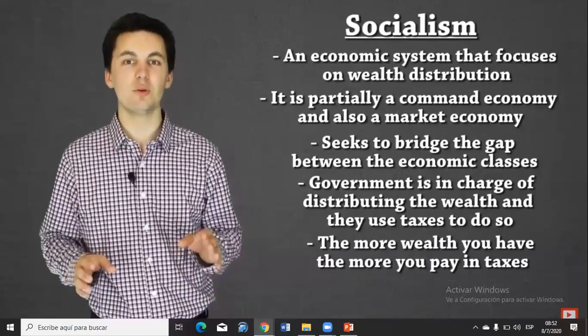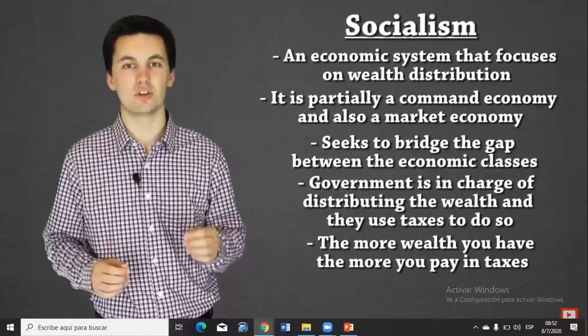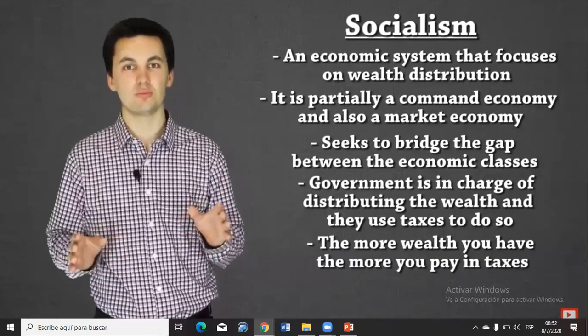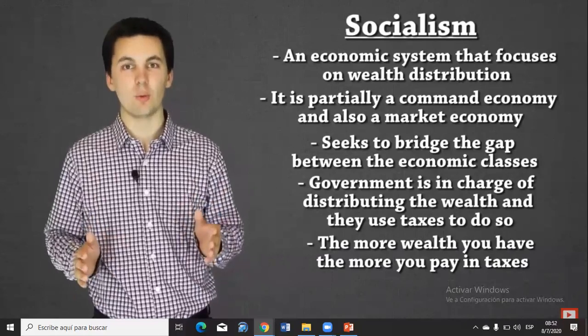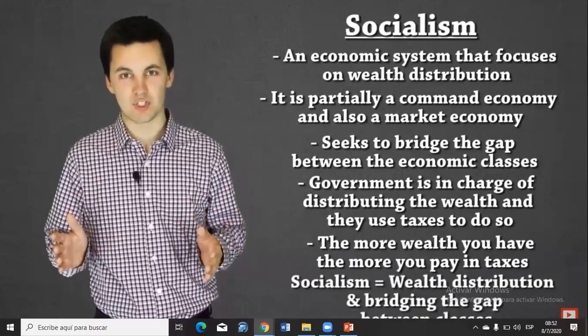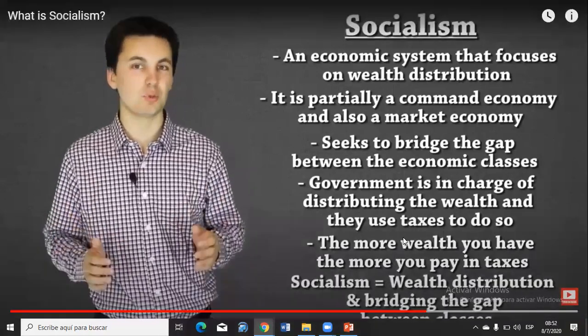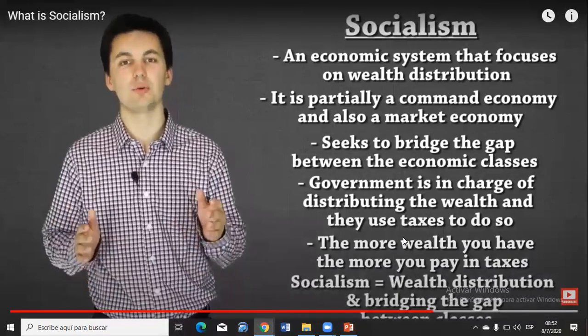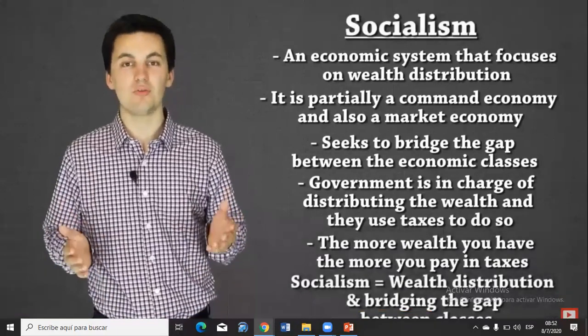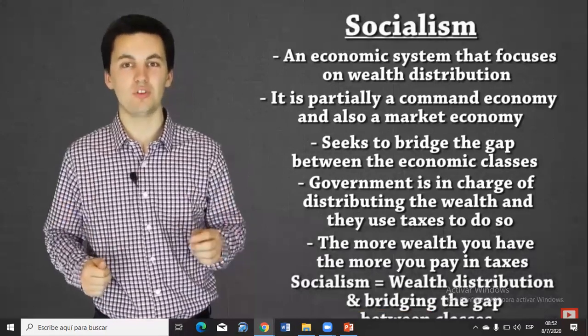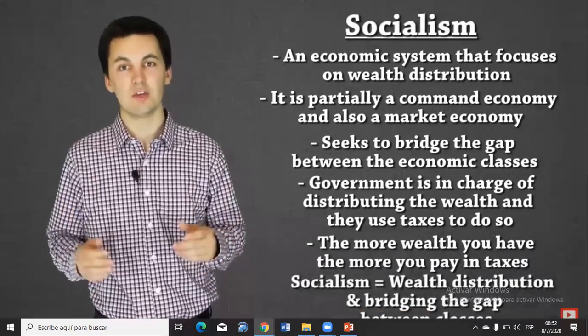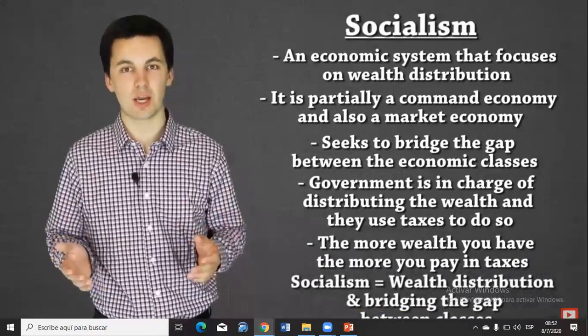But socialism, the big focus of it is wealth distribution. If you remember anything from socialism, remember it's all about bridging the gap. You still will have some people who are wealthy and some people who are poor, but the goal is to have more people in the middle. Now, this can be a big advantage for a lot of people as there are safety nets and people will have protection. If you fail, the government's there to help you get back on your feet.